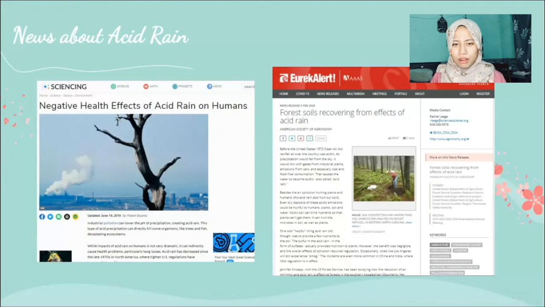The first news is on 5 February 2020 from the American Society of Agronomy, stating that the forest soil in the United States is still recovering from the effects of acid rain. And the second news, on June 19, 2019, stated that acid rain also has a negative effect on human health.